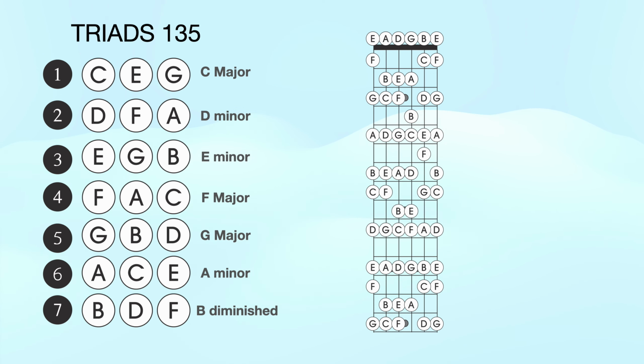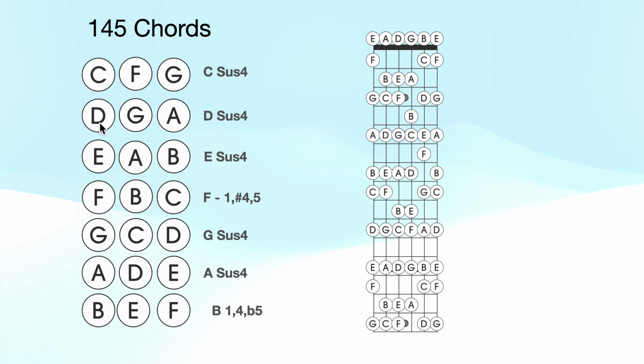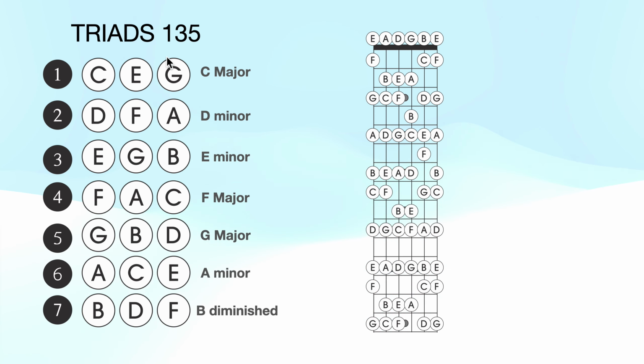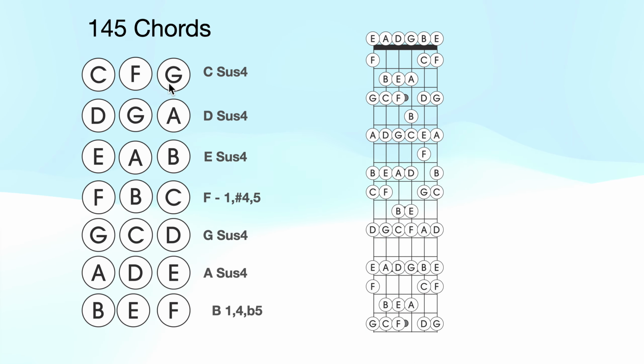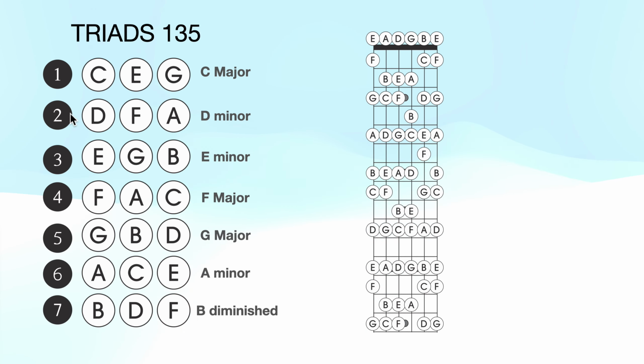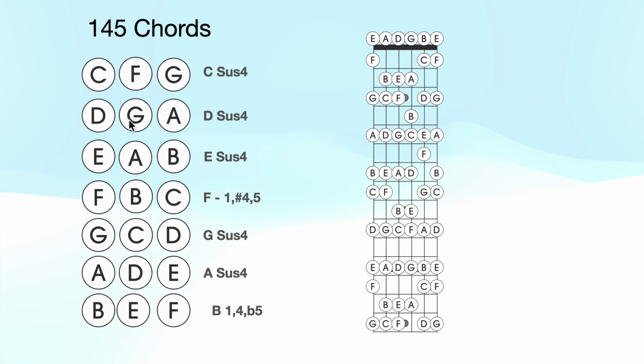So when we look at the suspended chords, if you're not familiar, a suspended chord is essentially a 1-4-5 instead of a 1-3-5. You see C, E, G, this goes C, F, G, D, F, A, this is D, G, A.